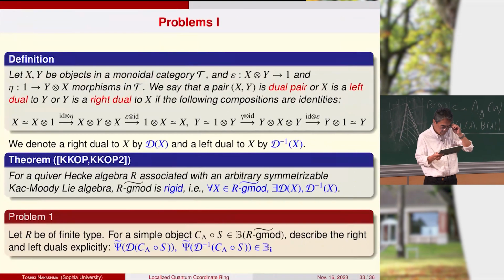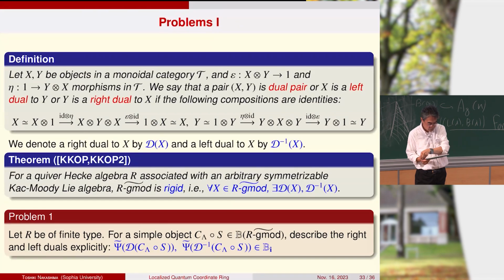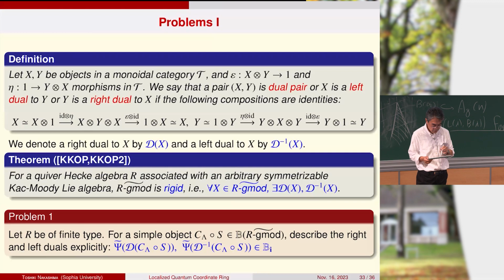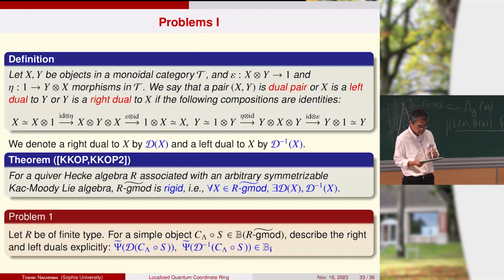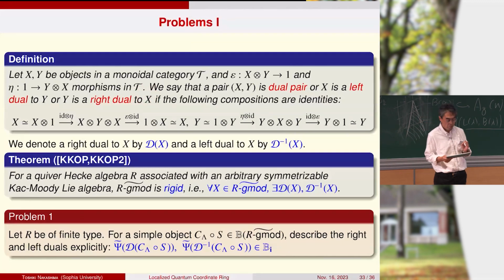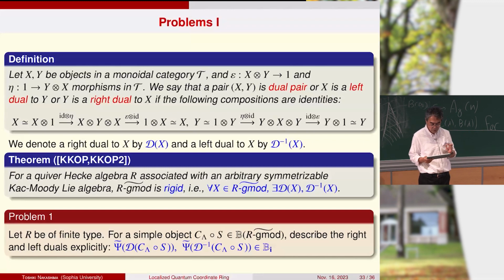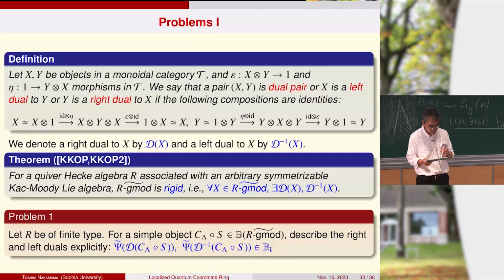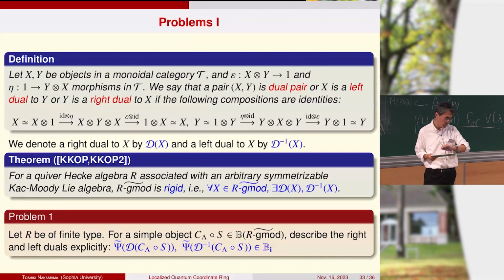This category has a good property, so-called rigidity. Rigidity means that there exist duals: for any object x, there exist right and left duals. The important feature is that if x is simple, then its dual, the inverse of x, is also simple. Then the problem is whether we can describe this in B_I cellular crystals.